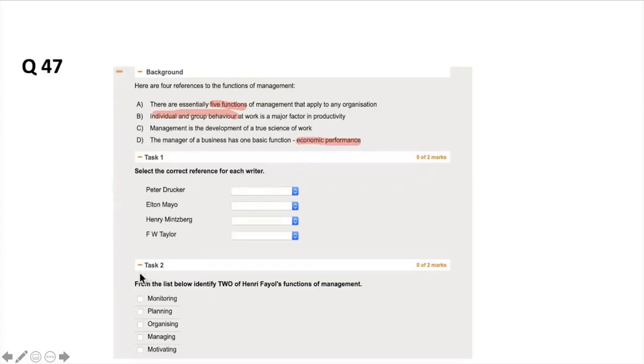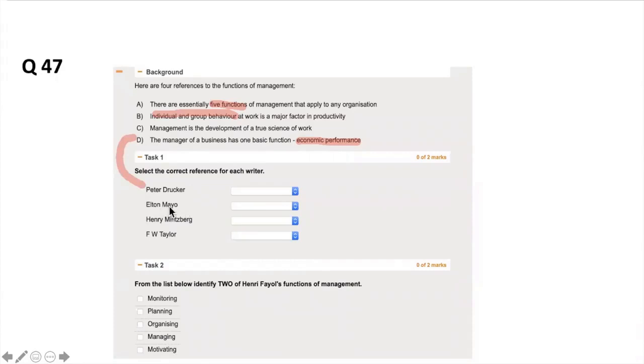Now, I know this is quite difficult because it may sound theoretical, but it's good to know the main actors, the gurus of management in the older days, which are Taylor, Mayo, Mintzberg, and Drucker, whose work we also study today. My point here is to just give you the answer, and if you do the studies, you may remind yourself and learn more about who said what. So Peter Drucker, our first option, said D, the manager of a business has one basic function. That's what Peter Drucker said.